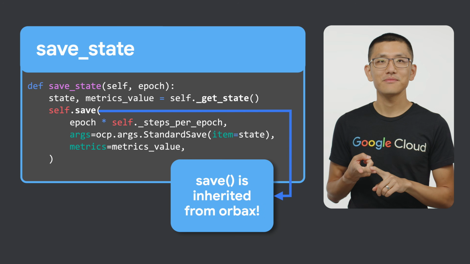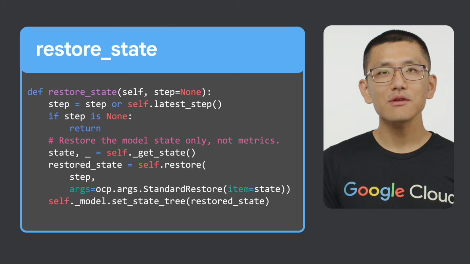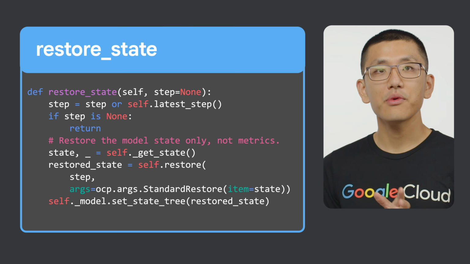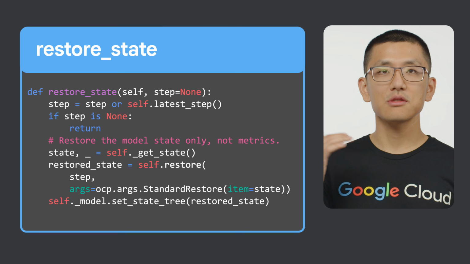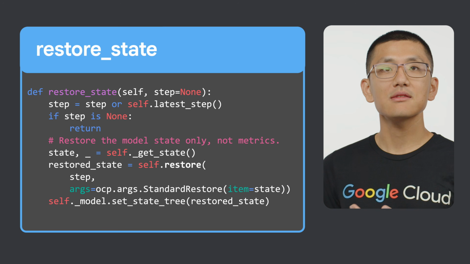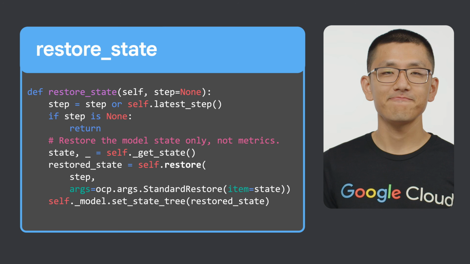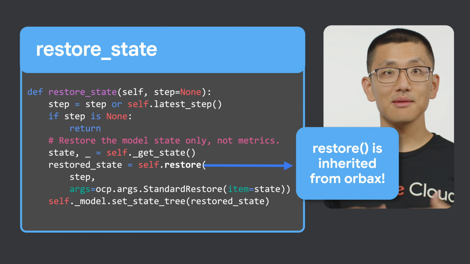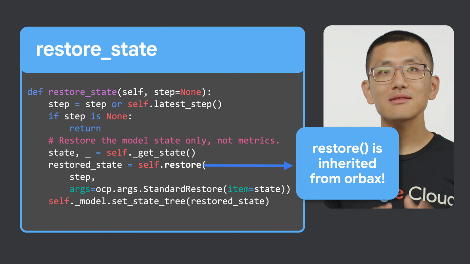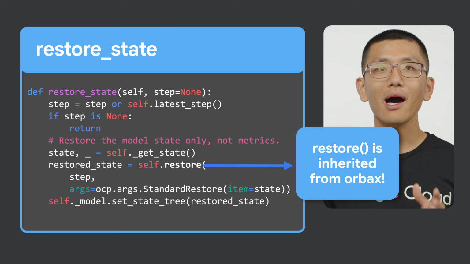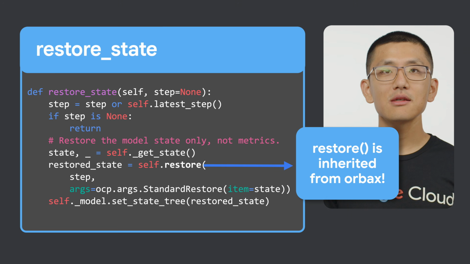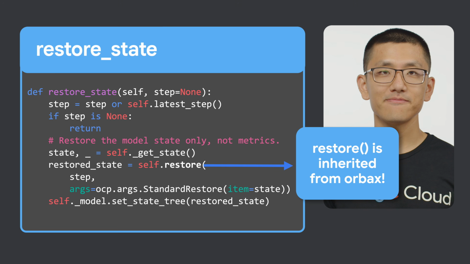save method. In restore state, we first call getState so that we can provide the model structure to self.restore, which gets us the full checkpoint state. Once the checkpoint state is obtained, we use Keras's setStateTree to update the model to reflect the checkpointed model's weights.